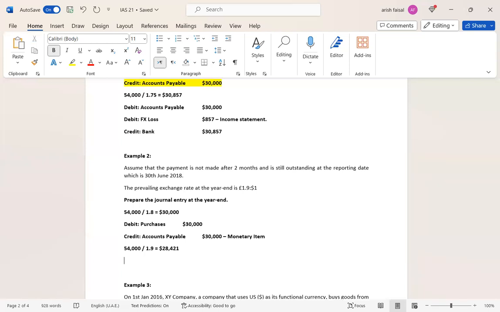So this will be considered to be your foreign exchange gain, and it will also be recorded in the income statement. So what I'm going to do is reduce my liability. My liability has gone to 28,421. So first I will find out the difference, which is from 30,000 it went to 28,421. So this gives me a difference of 1579 dollars.